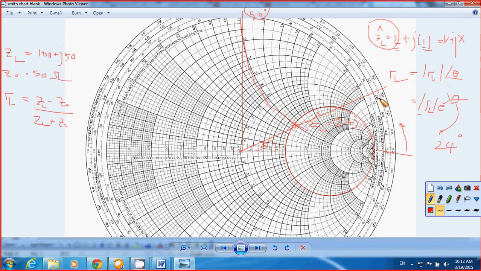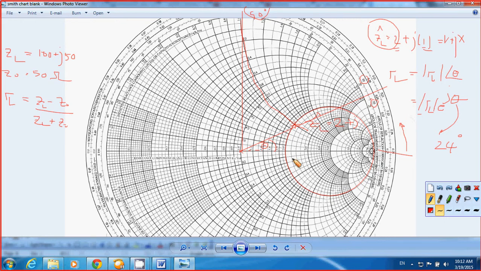which becomes 24 degrees, because this is 20. The line is between 20 and 30, so it is cut into another 5 divisions. Each division is like 2 degrees, right? So I have 2 divisions here, so it becomes 22. Oh, sorry, 24.